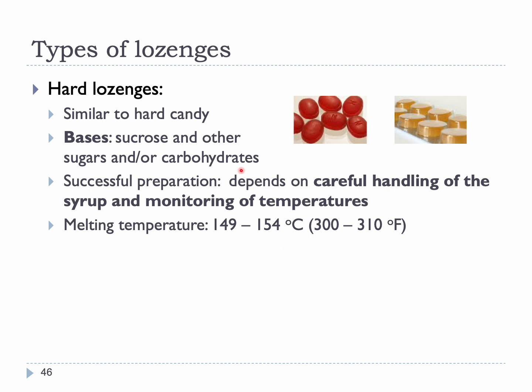This lozenge is made by melting the base, sucrose or other sugar or carbohydrate, and then the drug API will be mixed with the melted base, and then the whole mixture will be poured into the mold and then hardened with time.